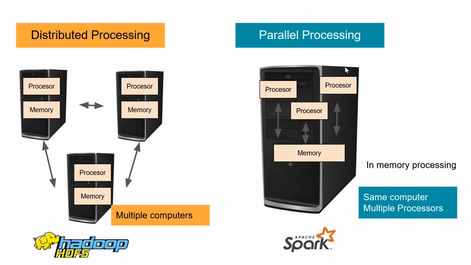Let's talk about parallel processing. What is parallel processing? If you give a task to an application which follows parallel processing, it will try to execute more than one process within the same computer. It will try to maximize the use of the processing power of that computer.